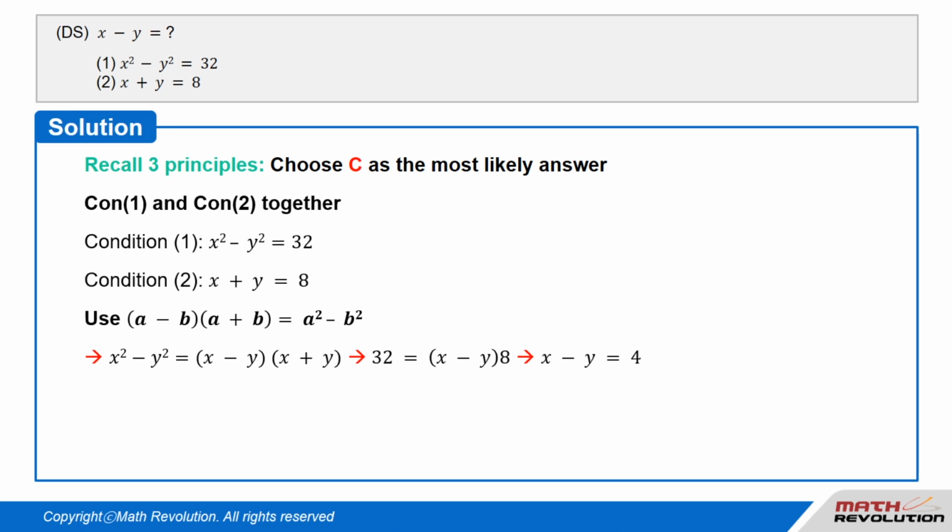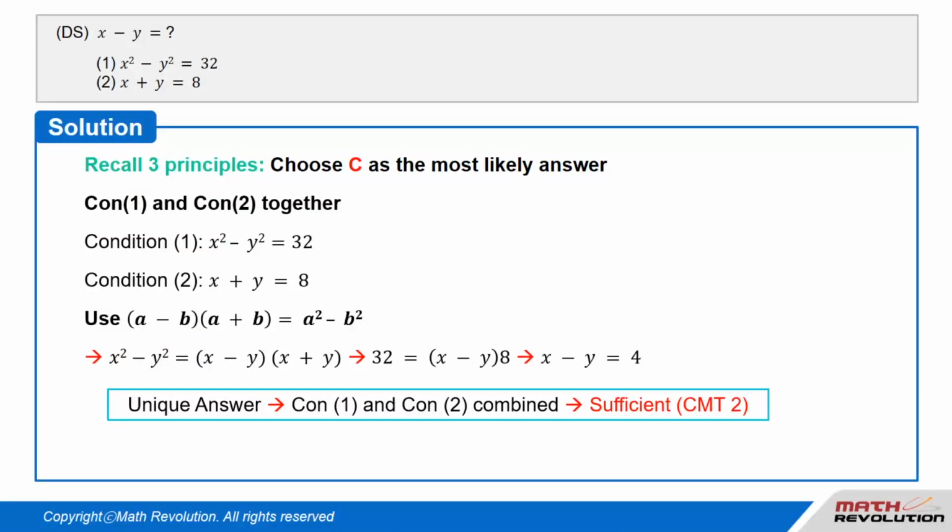squared minus b squared, we get x squared minus y squared equals (x minus y) times (x plus y). 32 equals (x minus y) times 8, or x minus y equals 4.